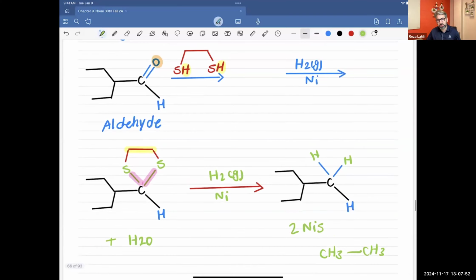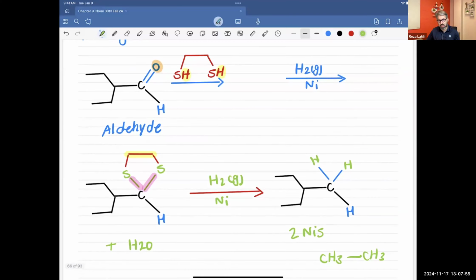Okay, can I use this method for just aldehyde, or is it capable of being used for ketone as well? Now you can use it actually for both of them, for aldehyde and ketone.